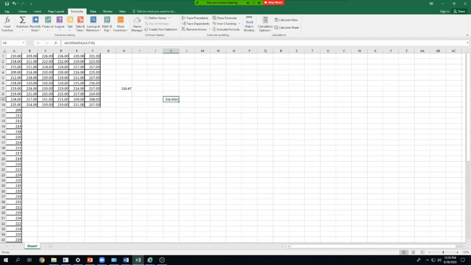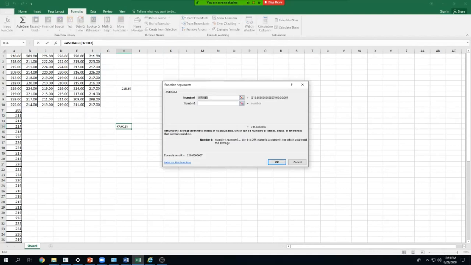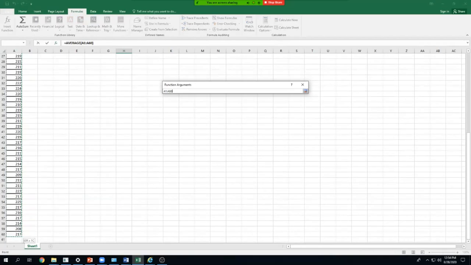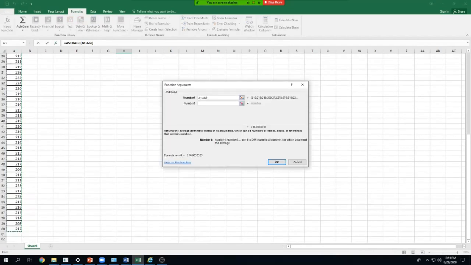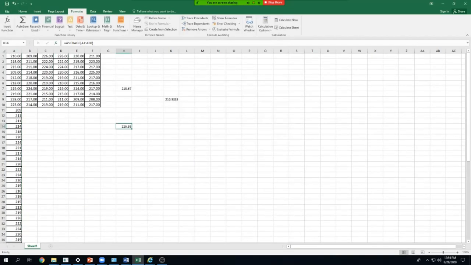No, I think it worked. 216. I'm not sure. Let me test selecting these values here. I copied from here to here in one column. Functions, statistics, average. If I select here, press OK. Oh yeah, it works.